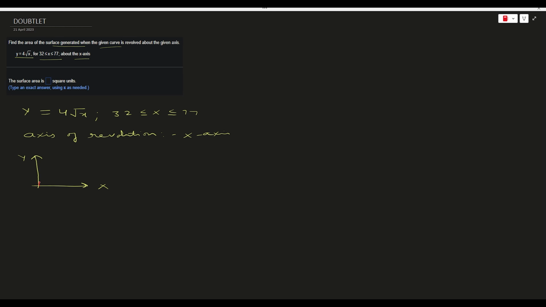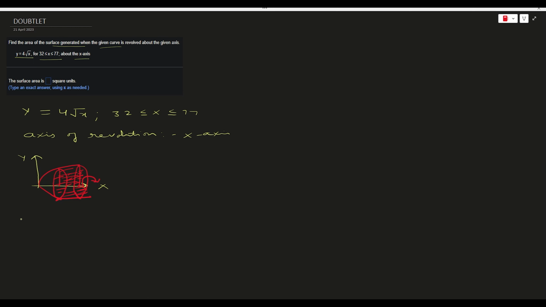and we know that y is equal to 4 root x is a graph something like this. So suppose this is the line x is equal to 32 and this is x is equal to 77. So this is the shaded area, and if we rotate this shaded area around this axis, we will get a revolving three-dimensional surface. It will be circular, and the same graph we will get here. So this is the whole surface with the dashed line, and we have to find the surface area of this.